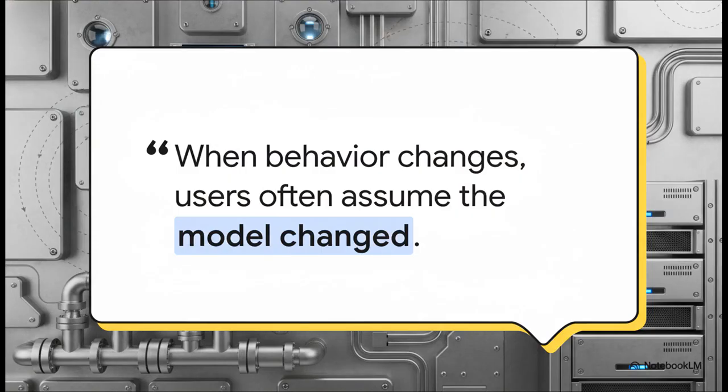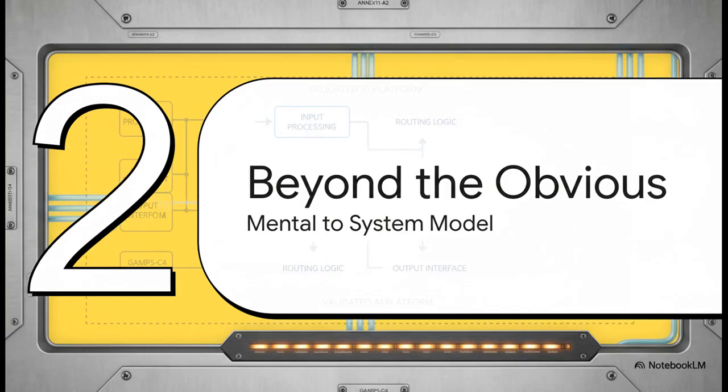And look, that's a totally reasonable assumption to make. The model is the part we all see and interact with, so it makes sense to think, hey, if the output changed, the model must have been updated or something. But that's usually not the whole story. To really get what's going on, we kind of need to upgrade our own understanding. We're going to move from what's called a mental model, which is basically a simple analogy, to a more formal, more accurate picture of how the system really behaves.